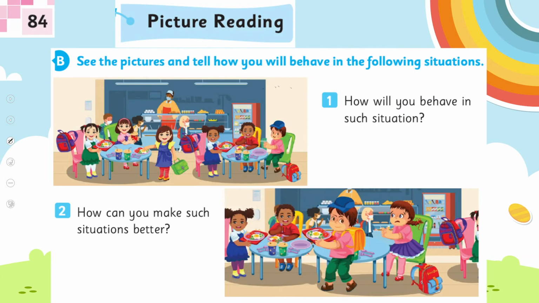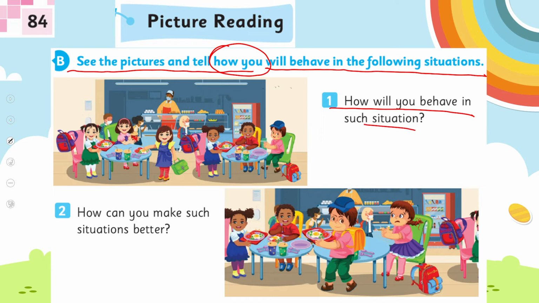Here's the picture reading. So यहाँ पे 2 pictures आपको दी गई हैं. See the pictures and tell how will you behave in the following situations. दो situations हैं और आपने बताना है कि आप इन situations में कैसे behave करेंगे. How will you behave in such a situation? So यहाँ आप देख सकते हैं कि सब बच्चे बैठे हुए हैं और एक बच्ची खड़ी हुई है, तो what will you do? You will provide her with a chair ताकि वो भी comfortable बैठकर खाना खा सके. So this is how you will behave fairly.